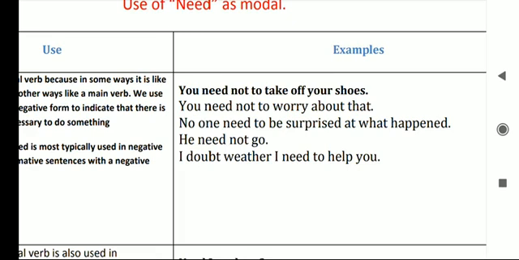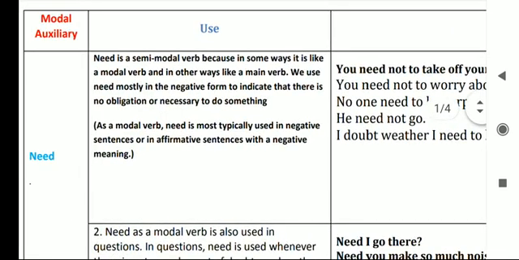You need not worry about that. No one need be surprised at what happened. He need not go. I doubt whether I need help you. So these were the examples.